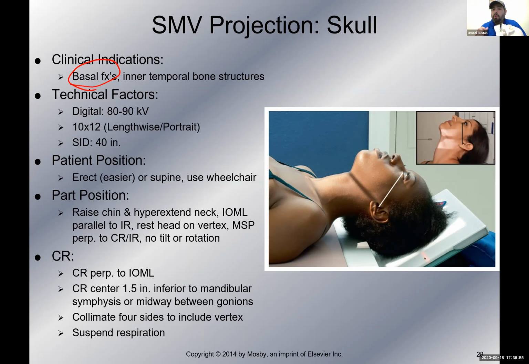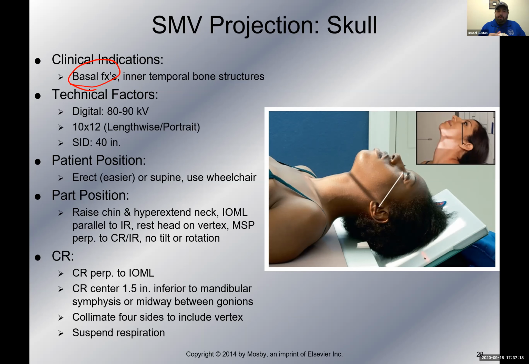That becomes important because if the patient cannot extend their head to put that vertex on the image receptor, what are we going to have to do? If the patient has their head down like this, we're going to have to adjust our CR so that it becomes perpendicular to the IOML. No longer perpendicular to the IR, it's perpendicular to the IOML.